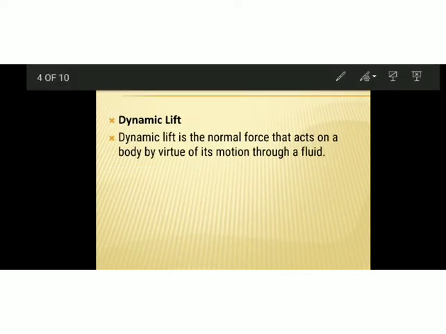Now the next application of Bernoulli's principle is that of dynamic lift. So what do you mean by dynamic lift? Dynamic lift is the normal force that acts on a body by virtue of its motion through a fluid, usually through the air. And this dynamic lift also can be partly explained on the basis of Bernoulli's principle. We can consider lots of examples: ball moving without spin, ball moving with spin, aerofoil or lift on an aircraft wing. All can be explained on the basis of this dynamic lift, which in turn can be partly explained on the basis of Bernoulli's principle.